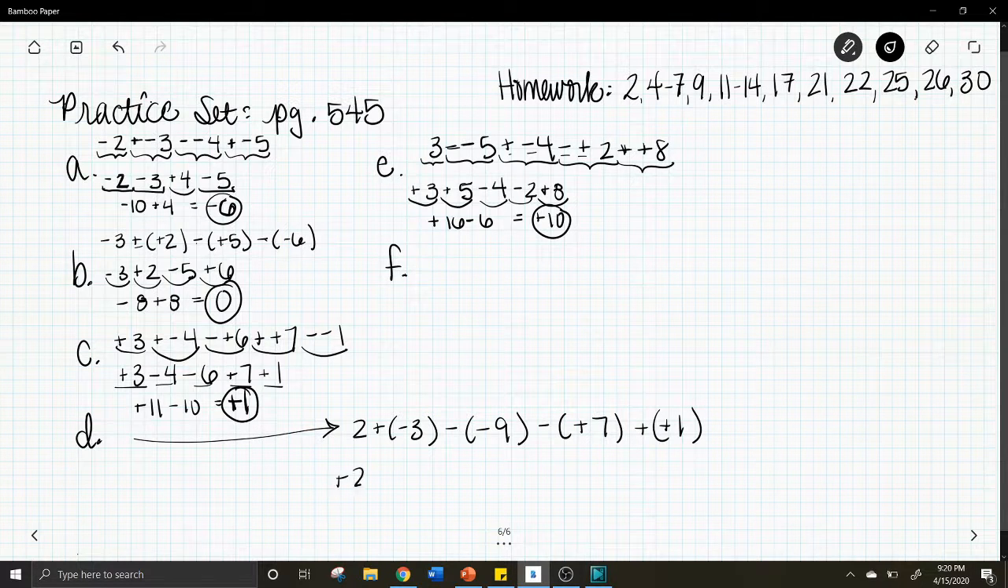2 is positive 2. 2 opposite signs is negative. 2 of the same sign is positive. 2 opposite signs is negative. 2 of the same signs is positive.